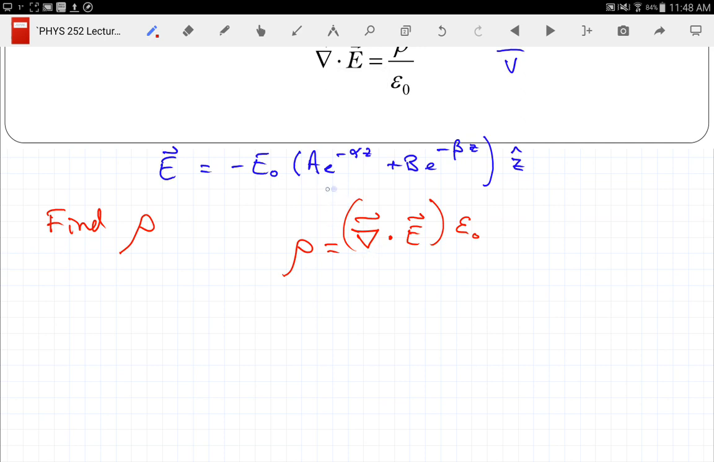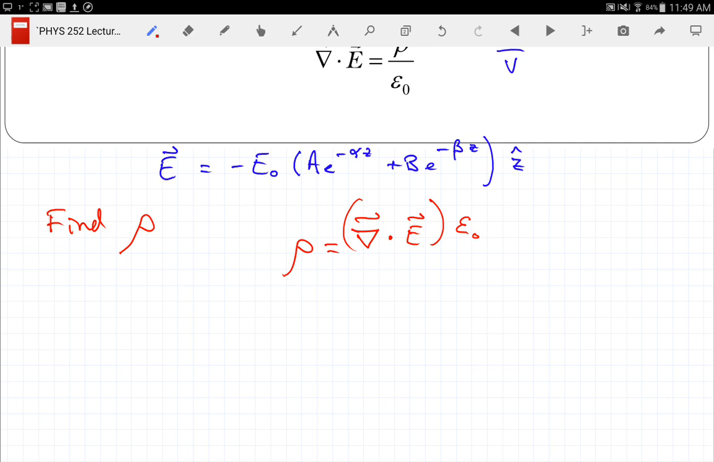Directional derivative. What variables is the electric field dependent on? There's only one variable in that function. Not E, z. Yeah, the function in blue. It's only dependent on z, and it's in the z direction.